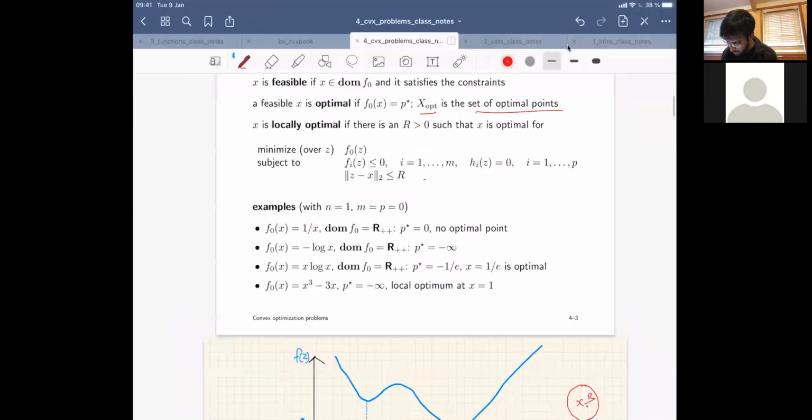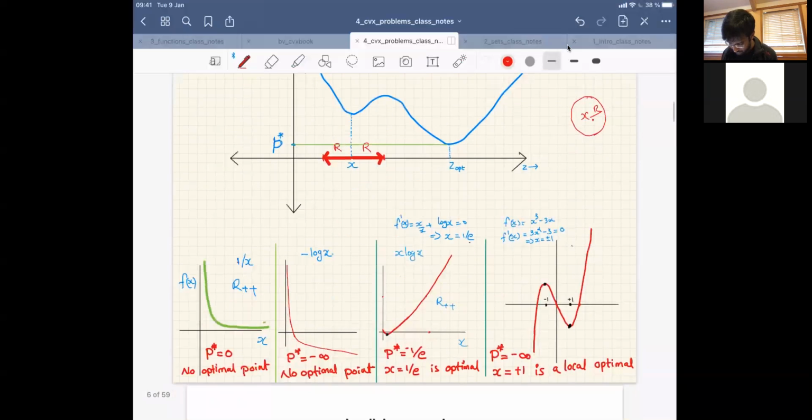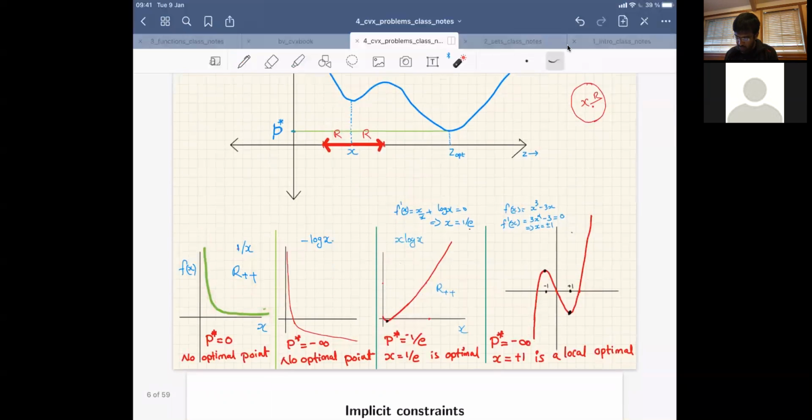Now some examples. One is 1 by x in the positive orthant. What will be the optimal point of this problem? First, what will be the optimal value? That will be 0, because you know that it will go to 0. But there is no value of x that achieves this. It will be achieved only at infinity. So there is no optimal point, but there is an optimal value.